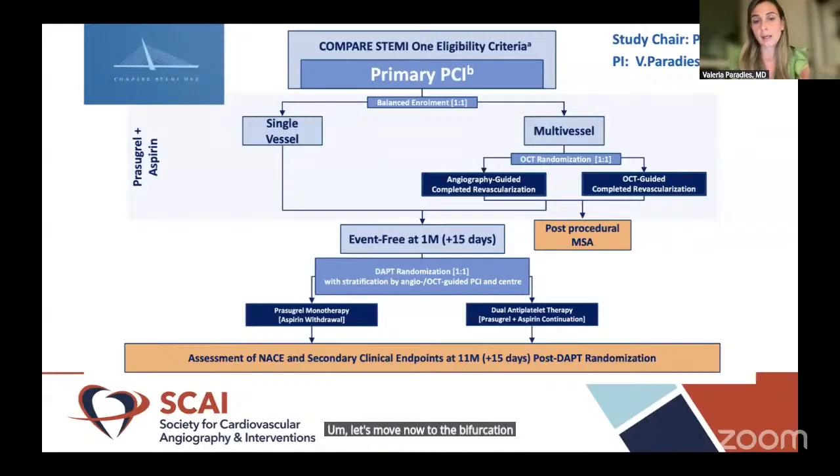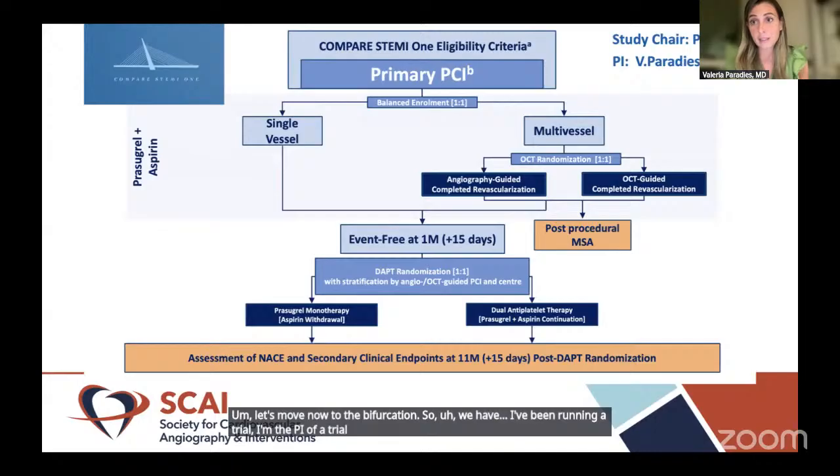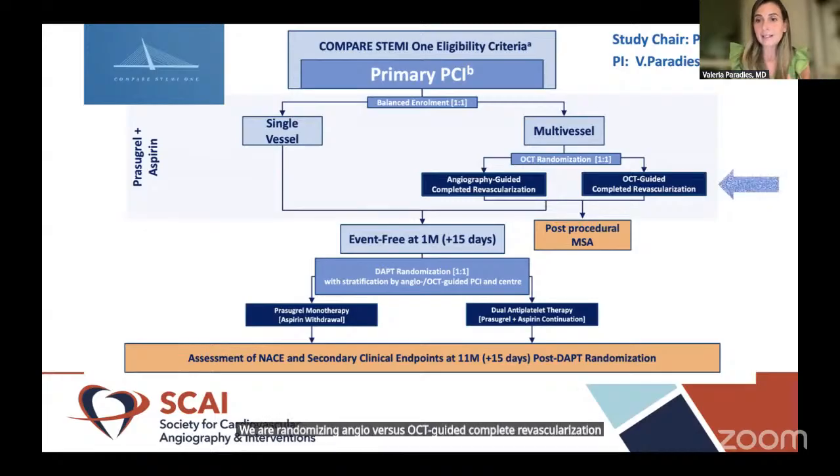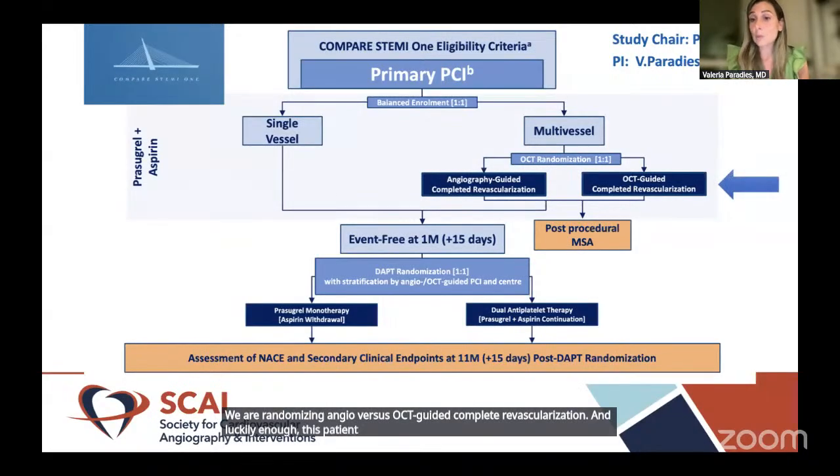So I've been running a trial. I'm the PI of a trial enrolling 1,600 STEMI patients, and for patients presenting with multivessel disease, we are randomizing angio versus OCT-guided complete revascularization. And luckily enough, this patient was randomized to OCT.